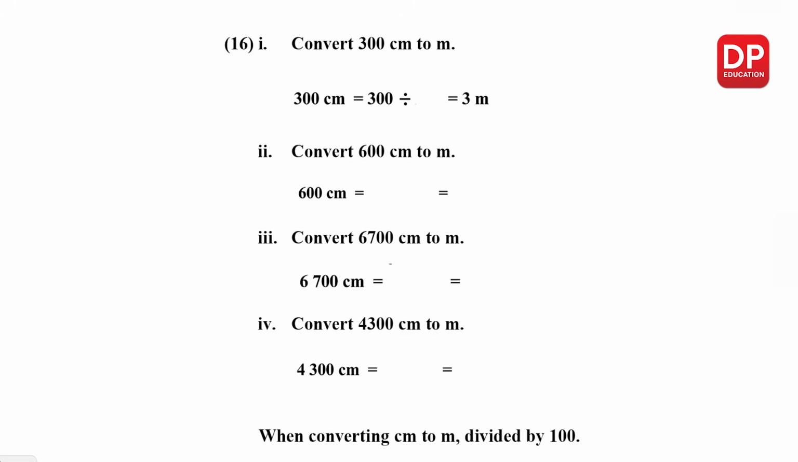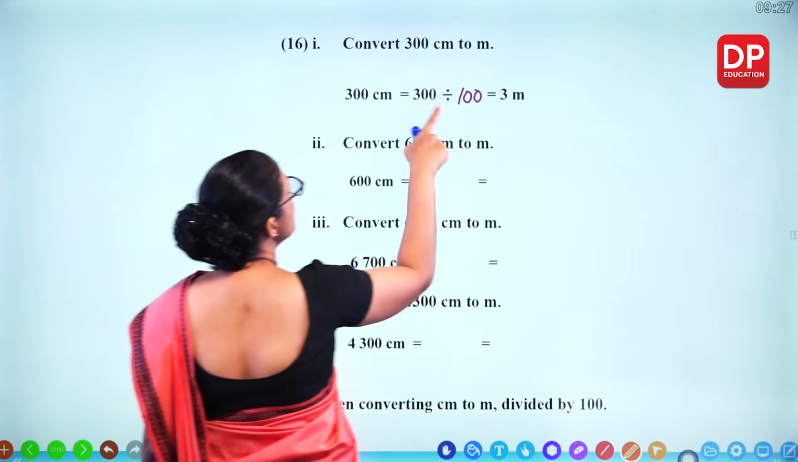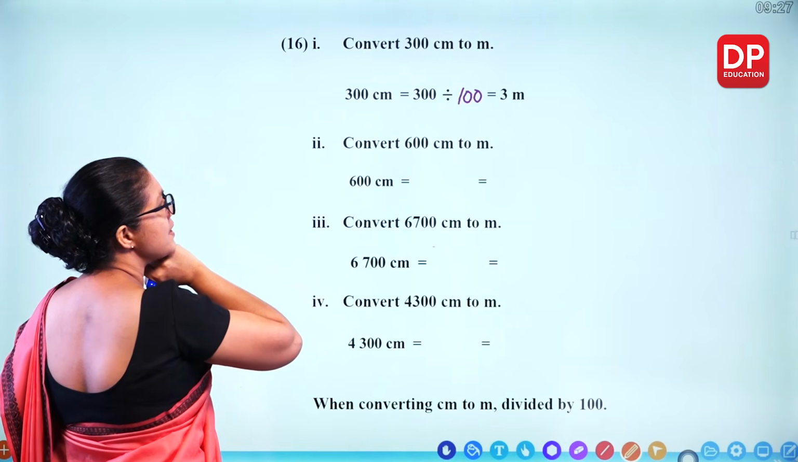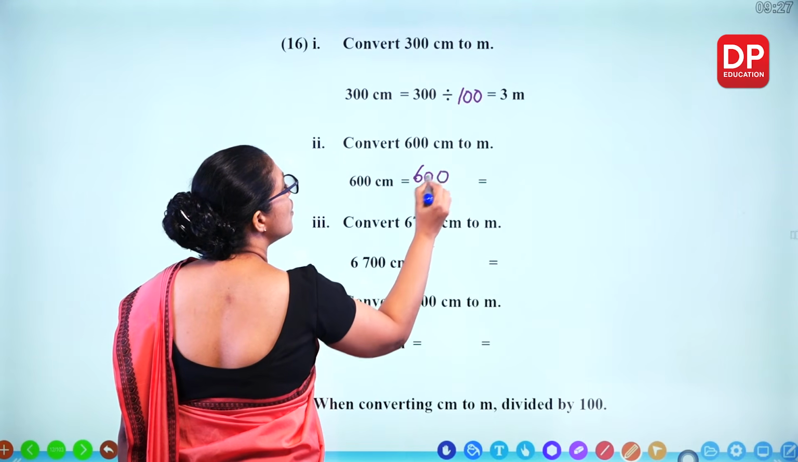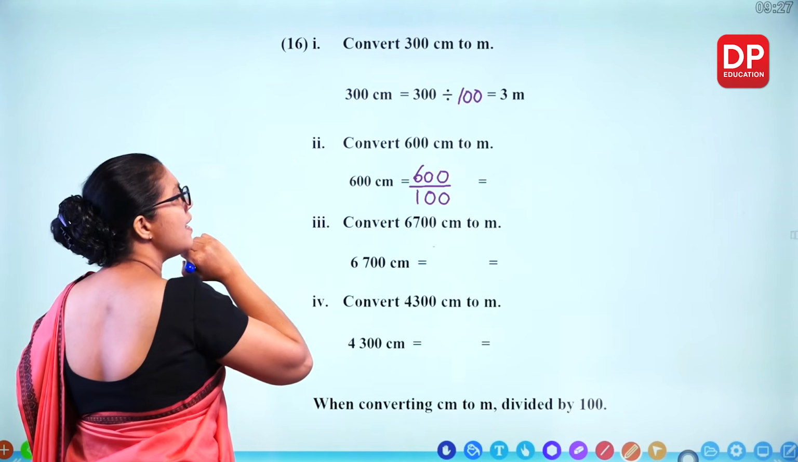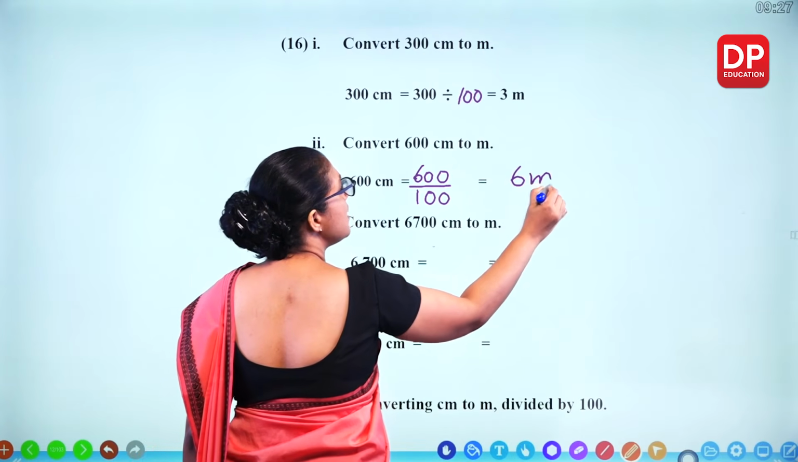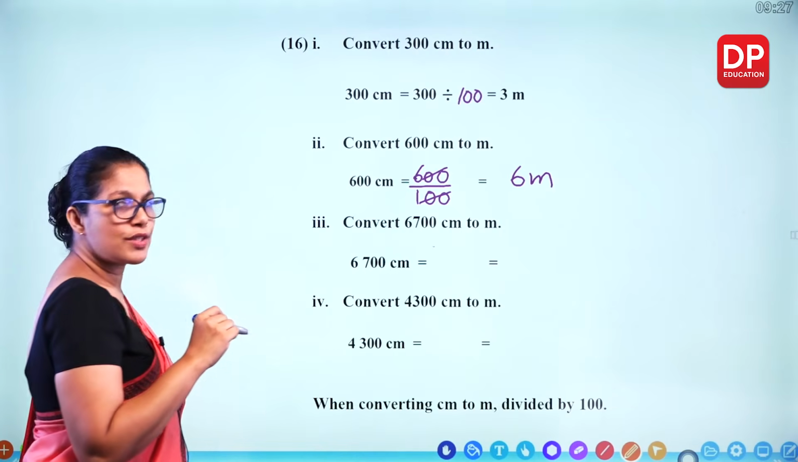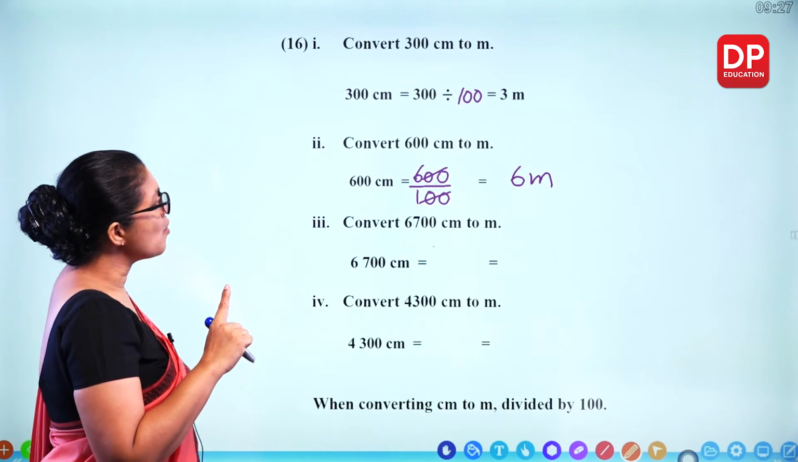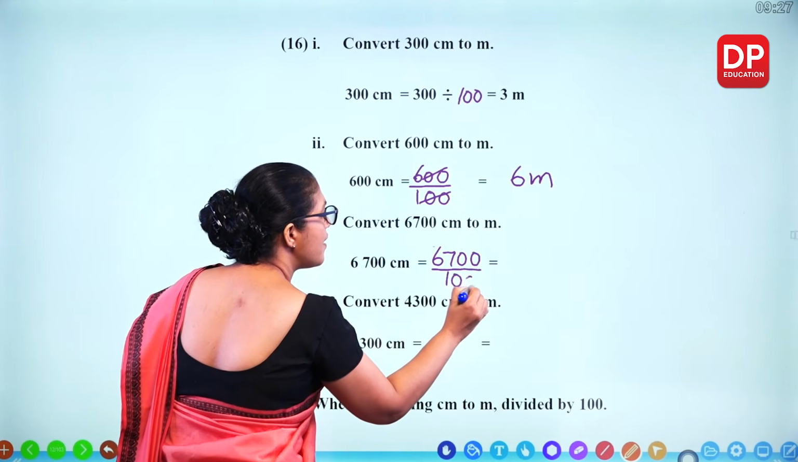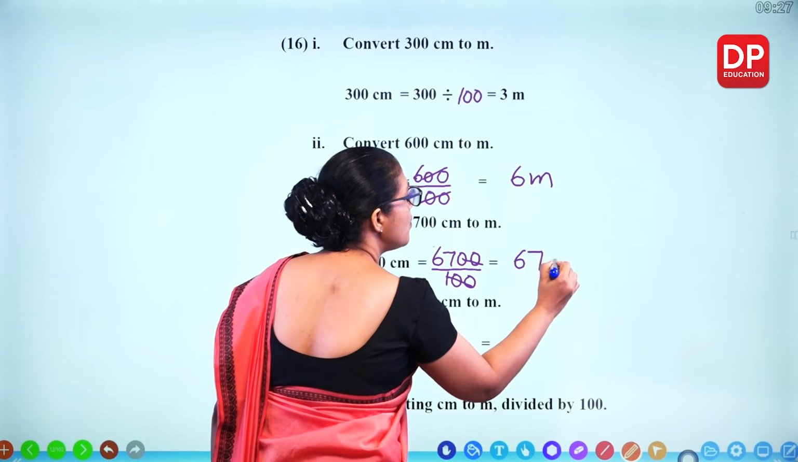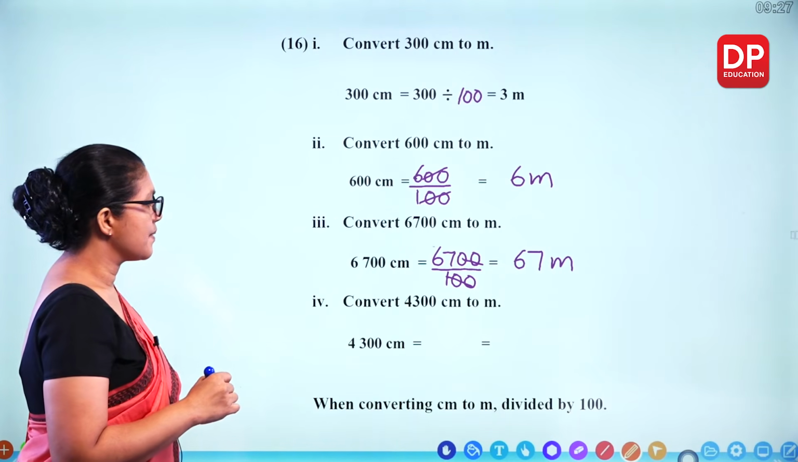Convert 300 centimeters to meters. Now the other way around. So what do you do? You have to divide by 100. So when you divide 300 by 100, you get 3 meters. Now do the same thing. 600 centimeters convert to meters. Divide by 100. You get 6 meters because these two zeros get cancelled out. Convert 6,700 centimeters to meters. Same thing, you divide by 100. 2 zeros get cancelled out and you get 67 meters.